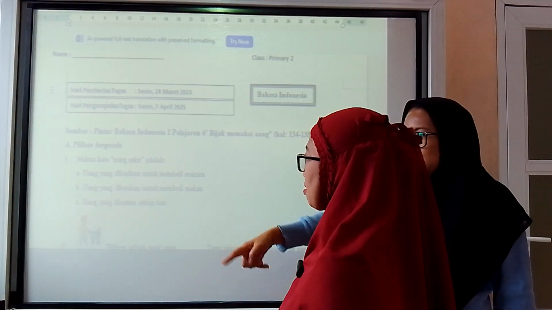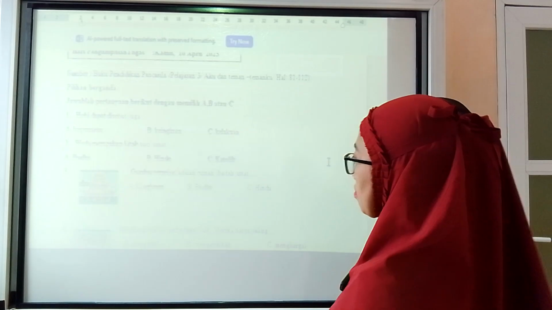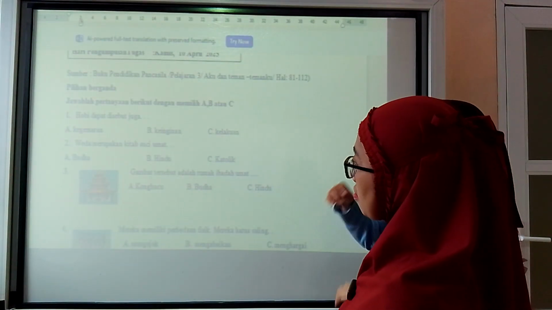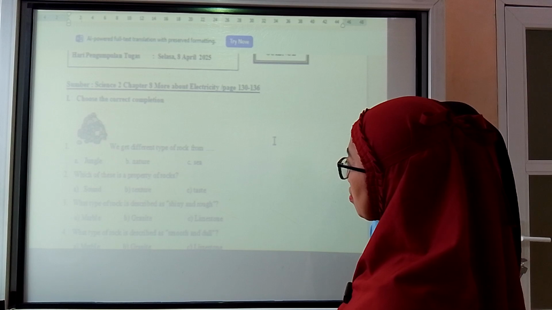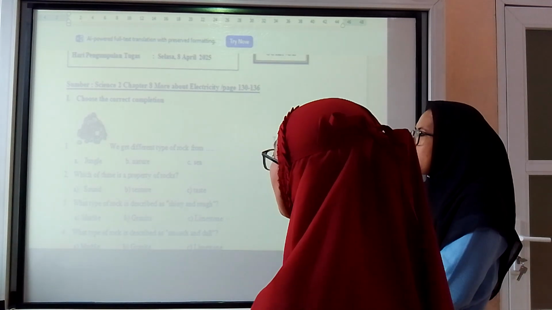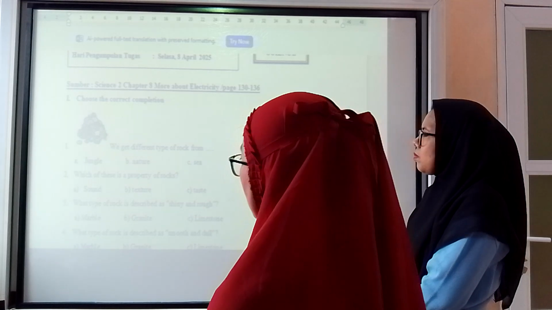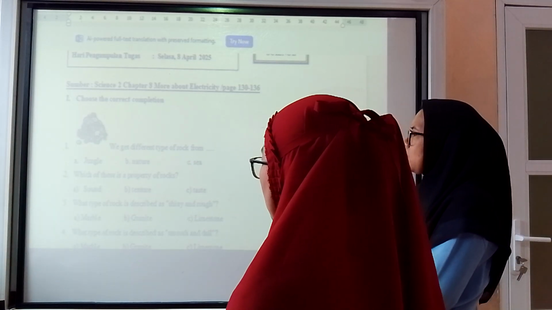Okay, now we move forward. Science. Number 1 is what? We get different types of rock from nature. B. Which of these properties of rocks is a texture?